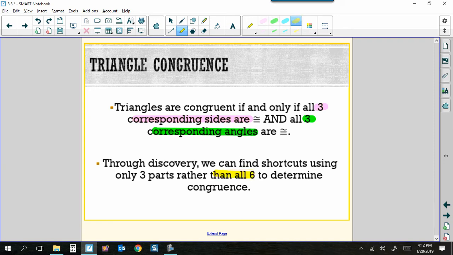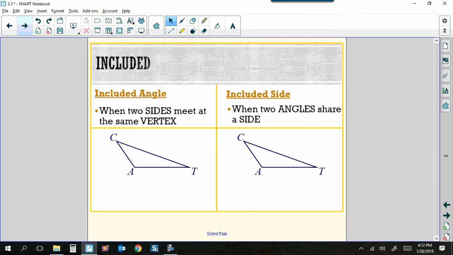What we're going to be doing today through discovery is that we have shortcuts. There are certain shortcuts we can use where we're only using 3 parts rather than needing to know that all 6 are congruent in order to establish that the triangles themselves are congruent. Some vocabulary words. You are going to hear us talk about the word included, and you will need to know what included means in reference to those shortcuts.